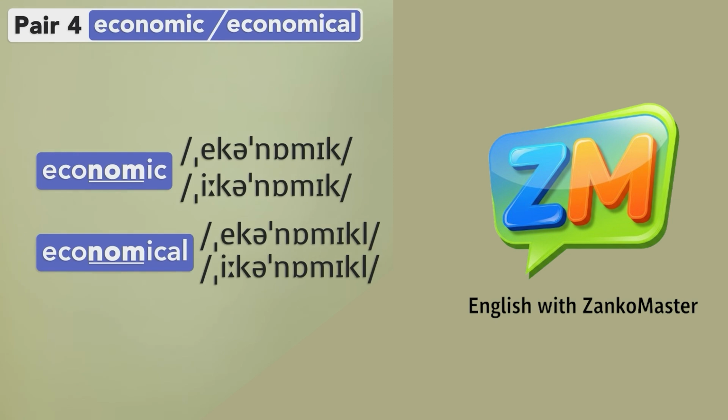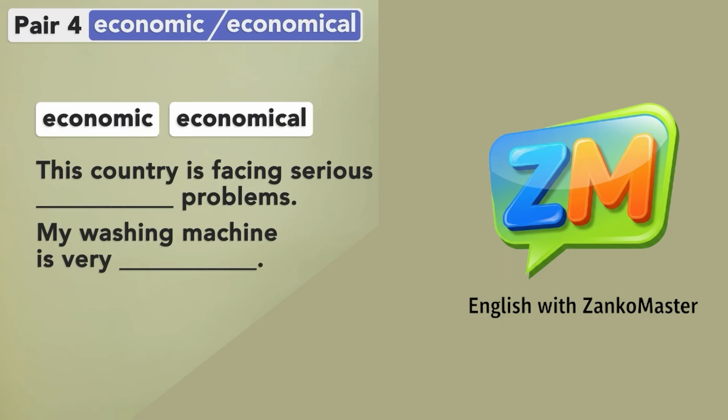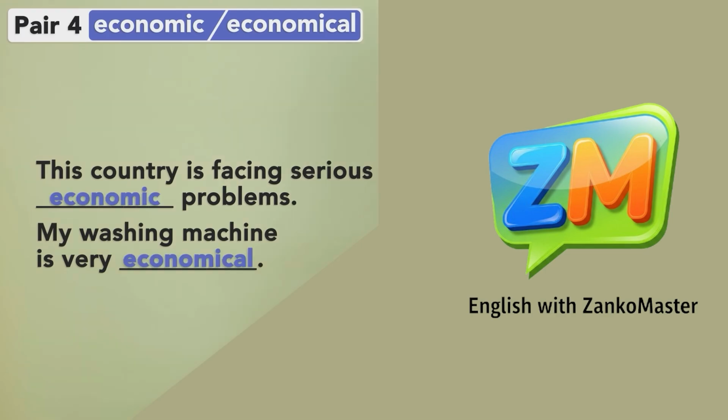The meaning is. Let's complete these sentences. 1. This country is facing serious problems, and my washing machine is very. So in the first gap, we need economic or economic. So in the second gap, of course, we need economical or economical. I'm going to stick with the pronunciation here.